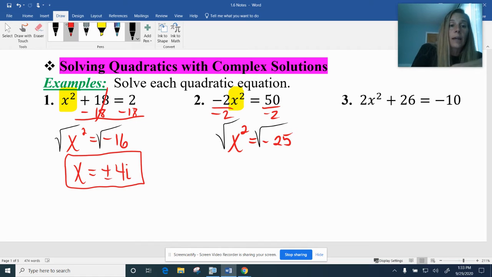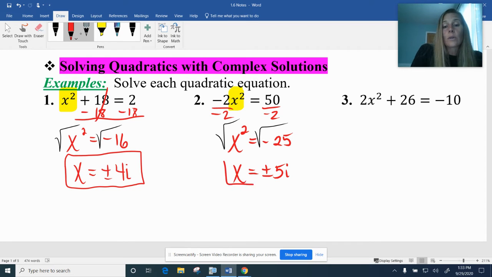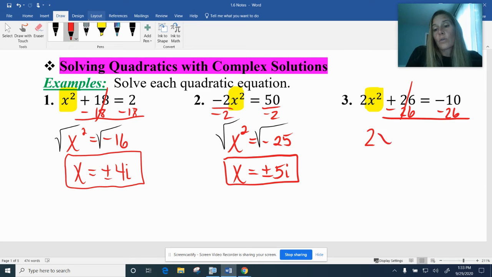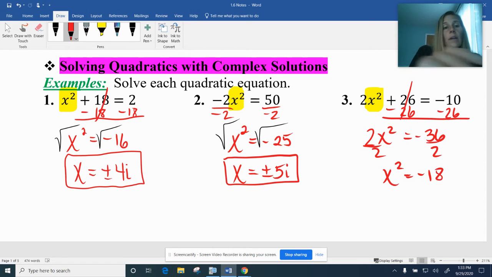Square root both sides. X equals positive or negative, and this time it would be 5i since 25 is a perfect square. Don't have to worry about breaking it down or doing the factor tree or anything like that. Okay, and then number 3, my x squared is here, so I'm going to subtract my 26. So 2x squared equals negative 36. X squared equals negative 18.